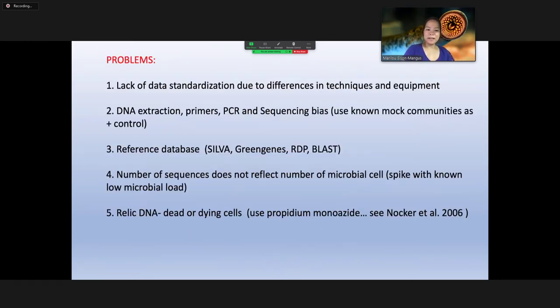There are, of course, a lot of problems, and I want you to know what these problems are. There's a lot of data standardization issues just because there are different techniques in data analysis. There's Mother, there's QIIME. UCLUST and USEARCH kind of got integrated with QIIME now. But before, there were more issues.